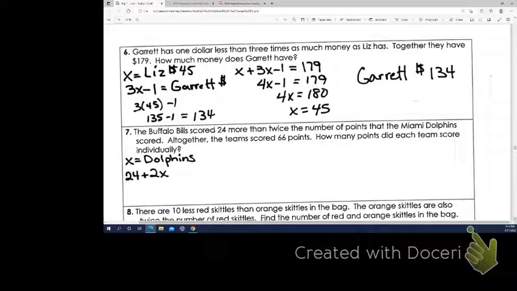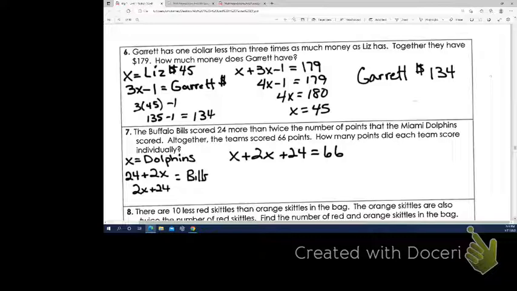And then 24 more than twice would be 24 plus 2x, or 2x plus 24, whichever way you're more comfortable with. They mean these two are the same. This would equal the Bills' score. And then it says altogether the team scored 66. So if we add them together, you might find that second way, just because the x's are next to each other, might be easier to work with. And then same set of steps as the last problem: combine like terms, then it's a 2-step problem.